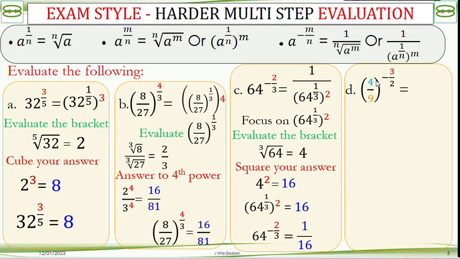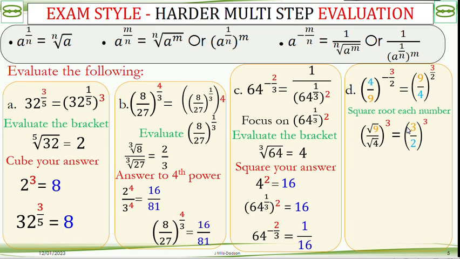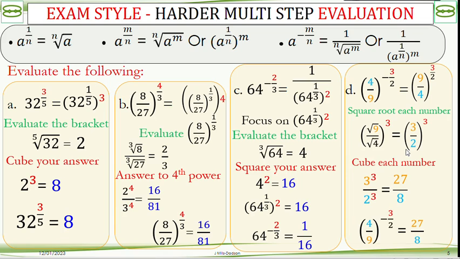Now when we have a negative power and the base is a fraction, we must first flip the fraction because that's the inverse. So that's what you have. We make the power positive. Then the 2 means square the numbers, and the final answer, we cube them. So when you cube each, you're going to have 27 over 8, and that is the answer to this question.